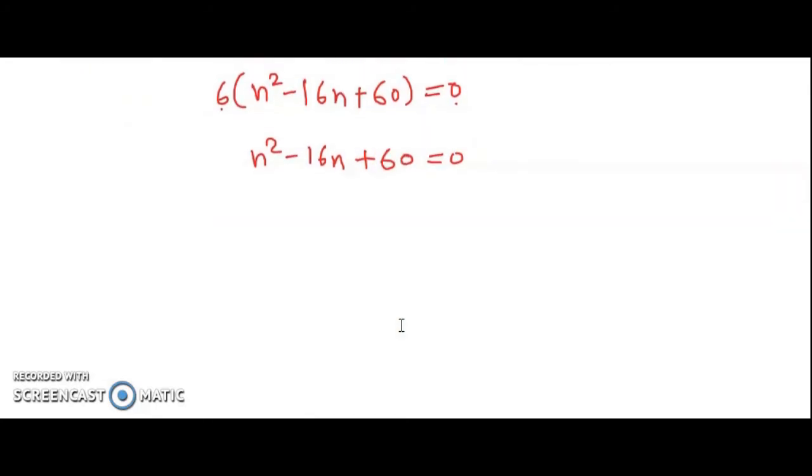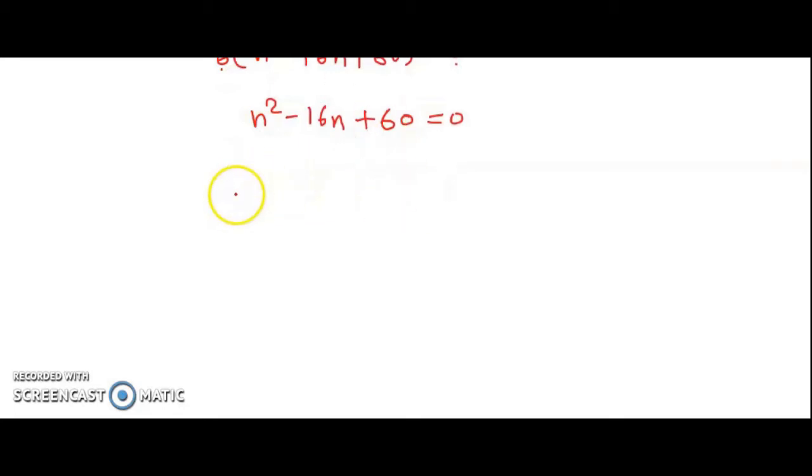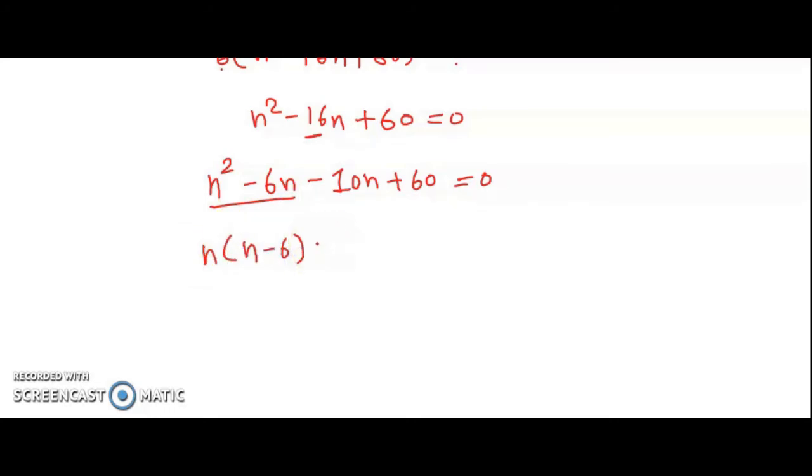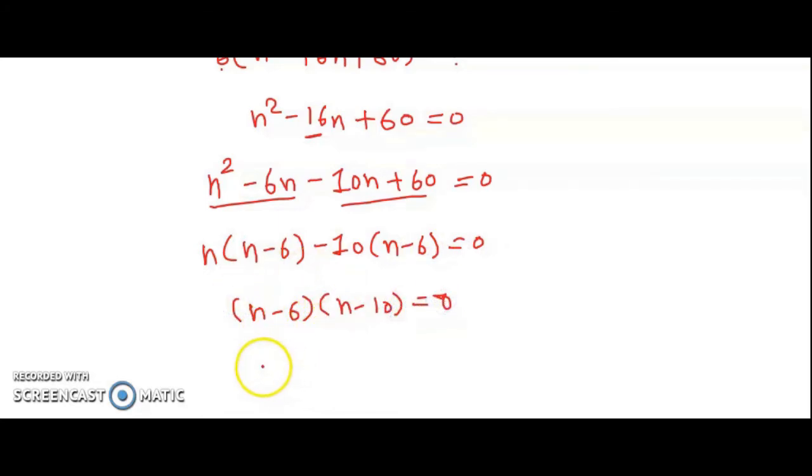And now to find the value of n from this quadratic equation, we know the method of splitting the middle term. Here we will split this middle term 16n. So we can split it as minus 6n minus 10n plus 60 equal to 0. From the first two terms, if you take n common, we get n minus 6, and from the other two we take minus 10 common, so we get n minus 6 equal to 0. Hence we get n minus 6 and n minus 10 equal to 0. So we get the value of n equal to 6 and n equal to 10. So here we get 2 values of n. That's why they have asked the question.